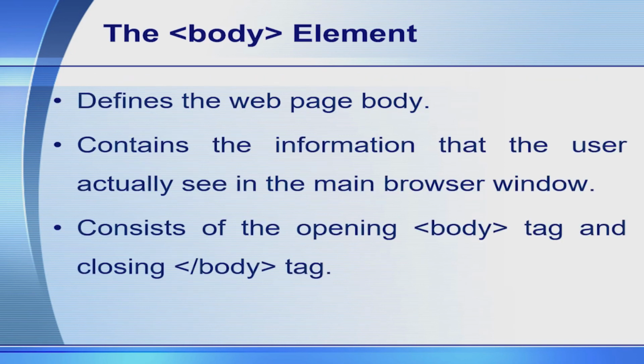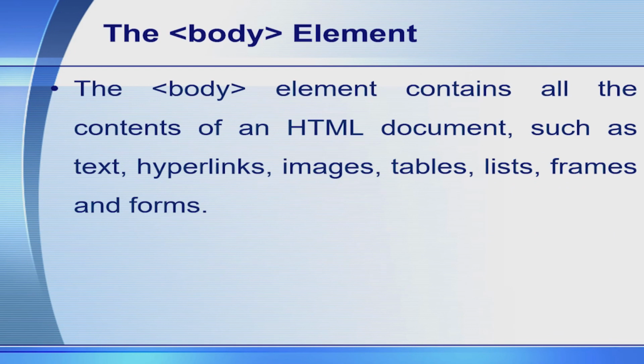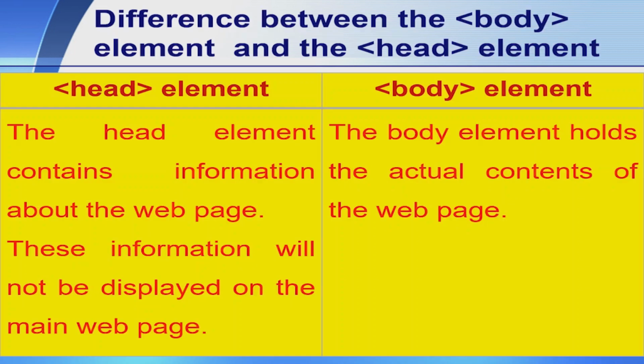The body element defines the web page body. It contains the information that the user actually sees in the main browser window. It consists of the opening body tag and the closing /body tag. The body element contains all the contents of an HTML document such as text, hyperlinks, images, tables, lists, frames, and forms. Now let us learn to differentiate between the body element and the head element.